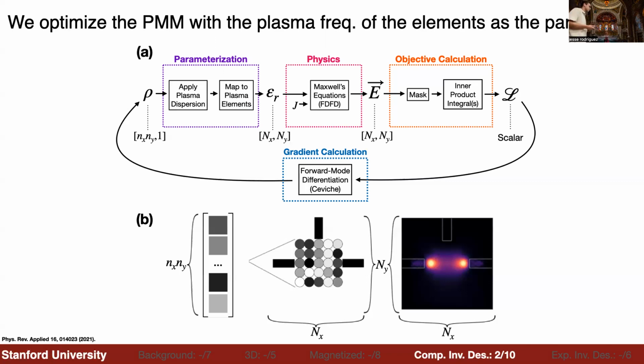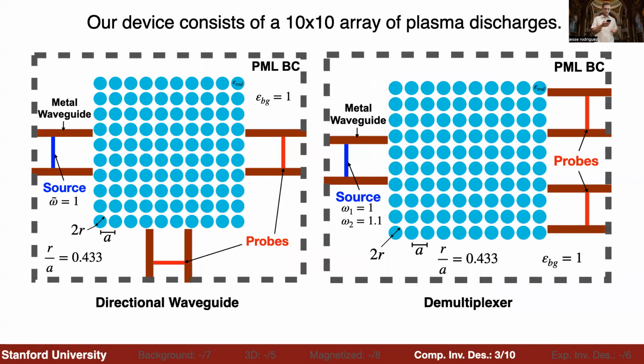And this requires you to use a simplified model, in our case, a two-dimensional model. So with computational inverse design, we can't actually use a 3D device or a magnetized device, even though those devices would give us a higher degree of complexity. But we'll talk a little bit about how we'll address that problem later. So the device is really simple. We thought, okay, we're just exploring this.